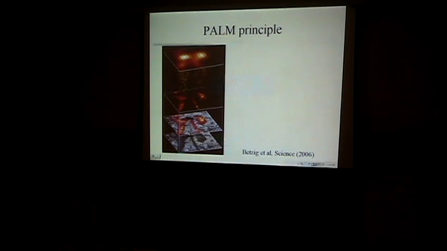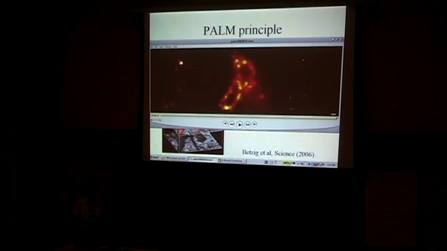So I have this movie showing how you actually assemble the PALM image. What's shown in the middle is the regular far field imaging of the fluorescence signal from a cell sample. And this is the final construction of the super resolution image. The way it's done is by taking snapshots of the sample with only a few molecules active, and then finding the centers with precision. So let me show you this movie.